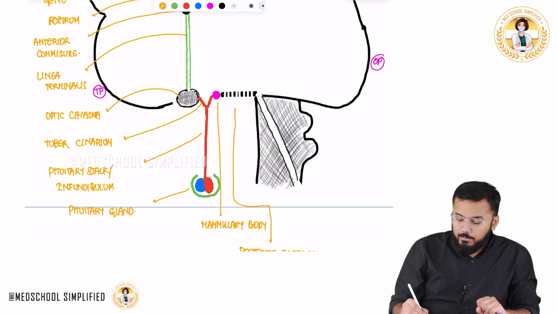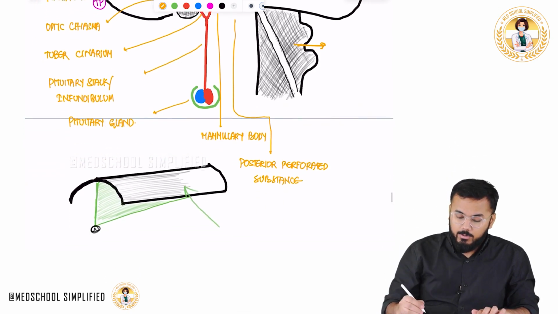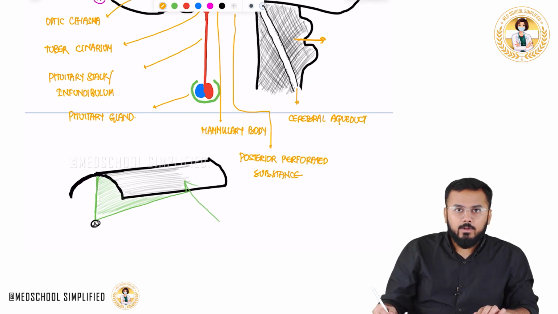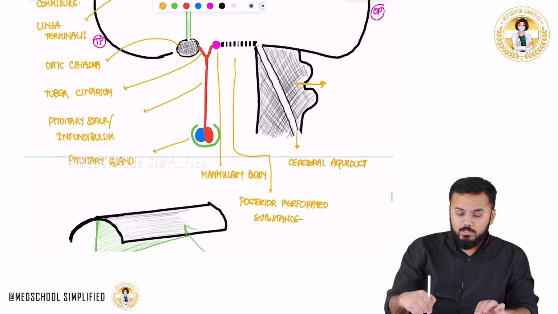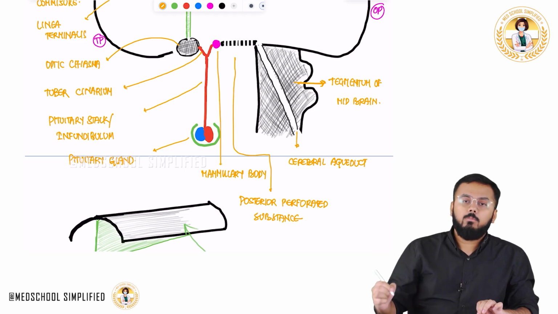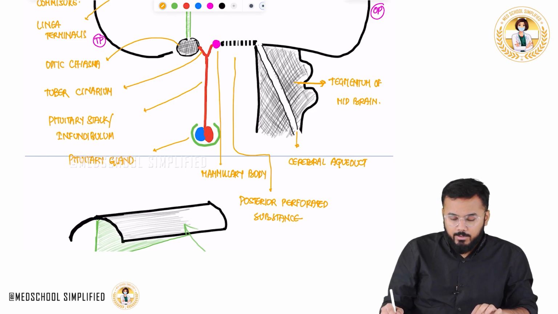So, this entire part of the midbrain which is above the cerebral aqueduct, let me write it down. This is called the cerebral aqueduct. Above the cerebral aqueduct, whatever structure you can see over here, this is called the tegmentum of the midbrain.